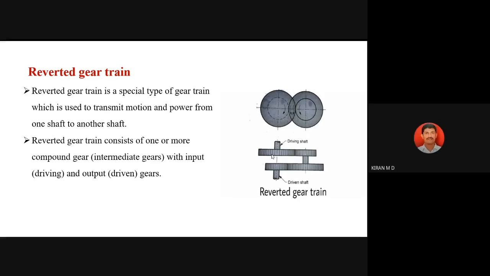Yes. So a reverted gear train consists of one or more compound gear trains. Sir, once again, please explain the reverted gear train. Once again, please explain the vertical.